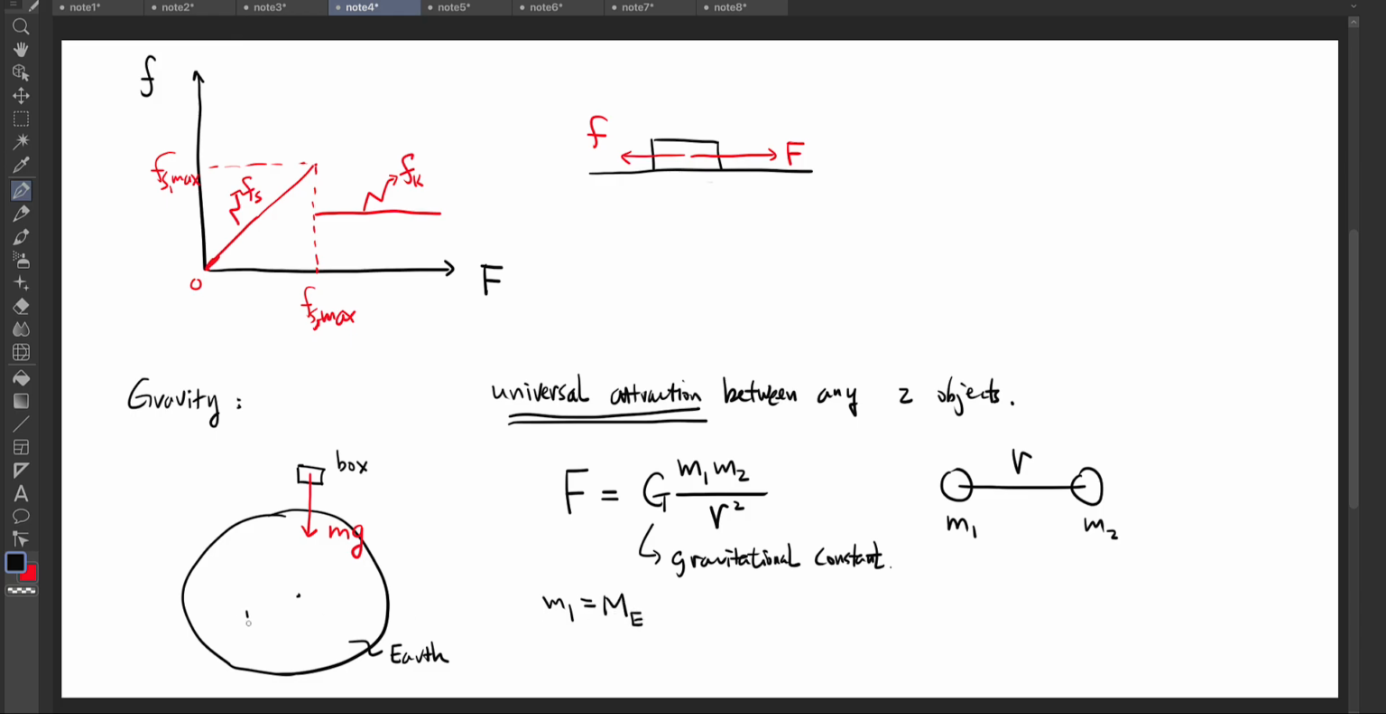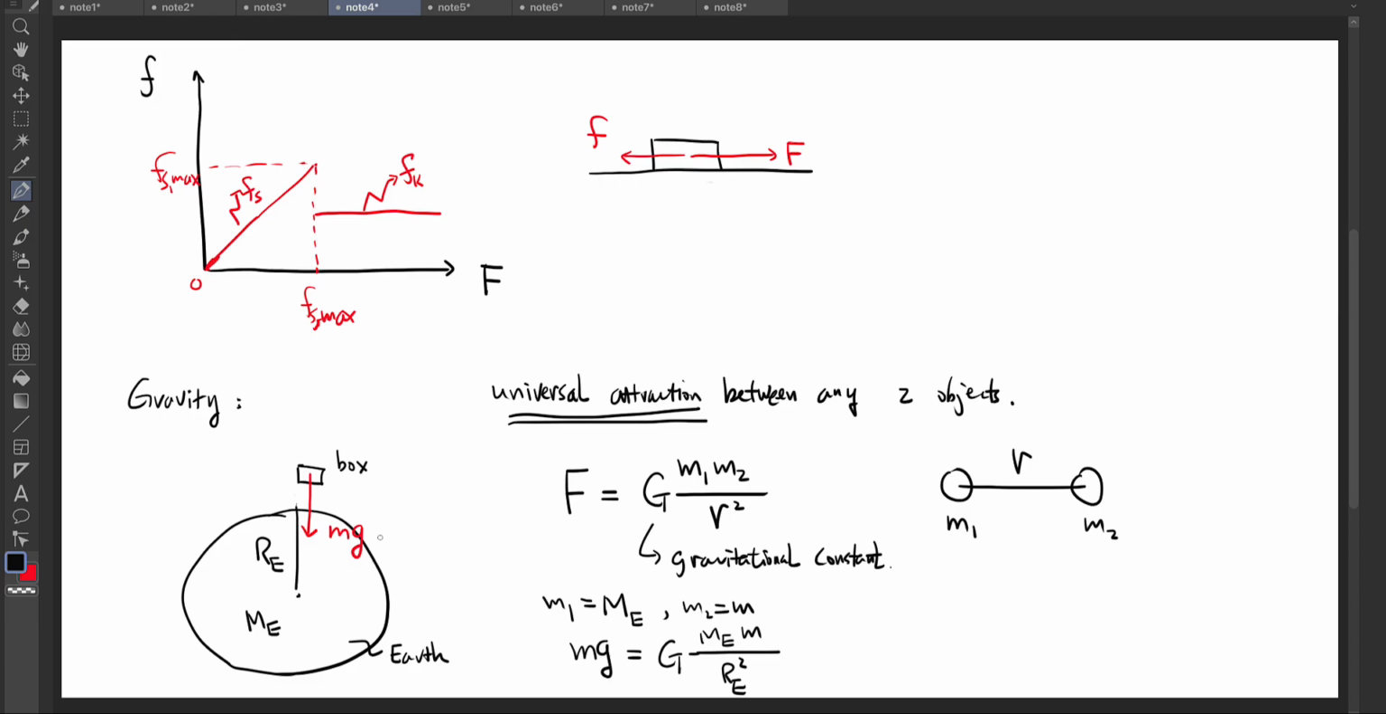Okay, so now in this case, I want to say m1 is the mass of the earth. Let's say we have Me here to represent the mass of the earth, and m2 is the m that we talk about in this box picture. m represents the box mass. So now the force formula is given by G Me m over the distance between the two objects, which is approximately the Earth radius, Re squared.